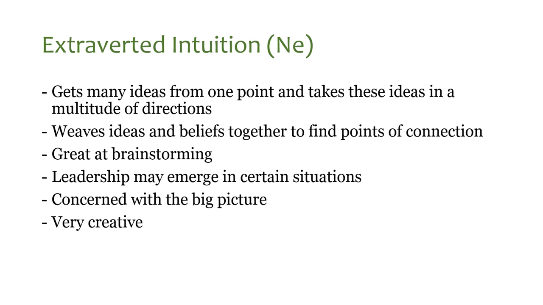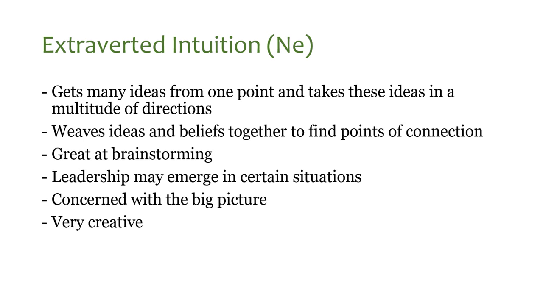Now, on to our second last one, extroverted intuition. This gets many ideas from one point and takes these ideas in a multitude of directions. Then weaves these ideas and beliefs together to find points of connections, which makes them great at brainstorming. These are the people you want with you if you are in a group and you're just brainstorming. If you are picking this person's brain, you are going to get countless ideas, just a multitude getting thrown at you. Sometimes it can be overwhelming for people that aren't like this.